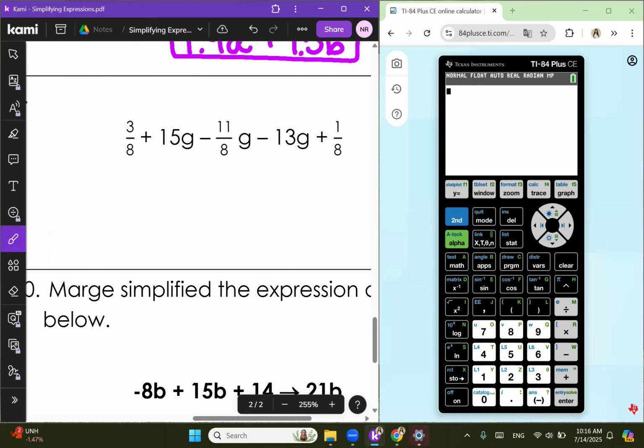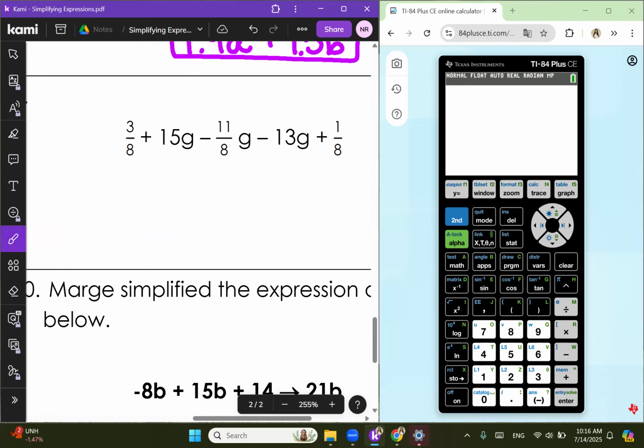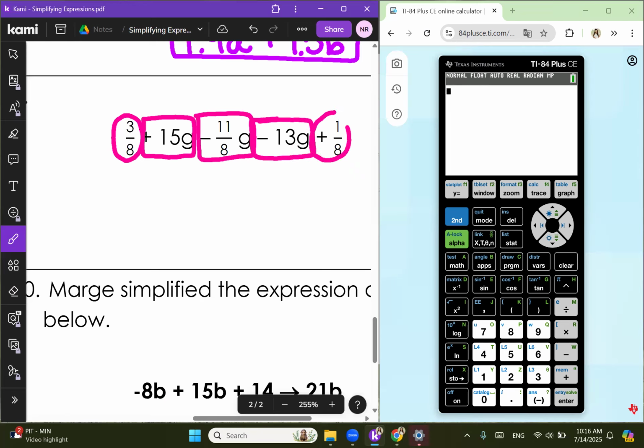Next one, we just use that color. All right, we got a regular fraction, a number without a variable. We got a variable here, another g here, and another constant. So starting with our variables, we got 15 minus 11 over 8 g's minus 13g. Oh, that's a big one.